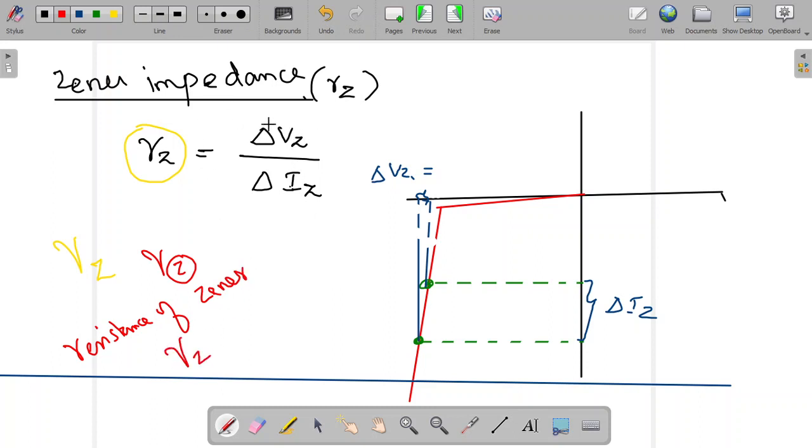So that is V by I. We know that resistance is V by I. But here we have the change. That del represents what? Change. How much change occurs in VZ, that is the Zener voltage, to the change in the Zener current. After the knee point, if you take from here to here, that is your del VZ. You will be marking some point on the slope, this line.